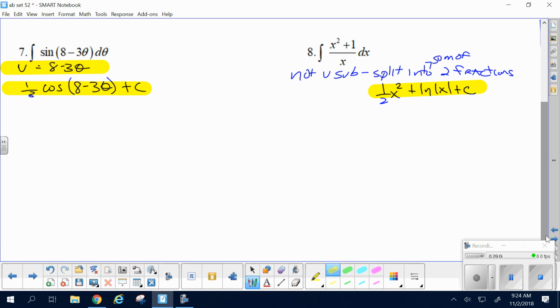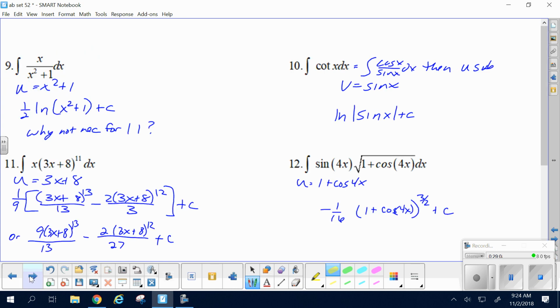Number 9. I let u equal x squared plus 1. On the AP test, multiple choice, you might see 1/2 natural log with no absolute value. Does that mean that's wrong? Why wouldn't there be absolute value? Yeah, because x squared plus 1 is positive anyway, so the absolute value would be superfluous. You could leave it off. You could even possibly see a choice with that half brought up. You might not see that or the absolute value. You might see this.